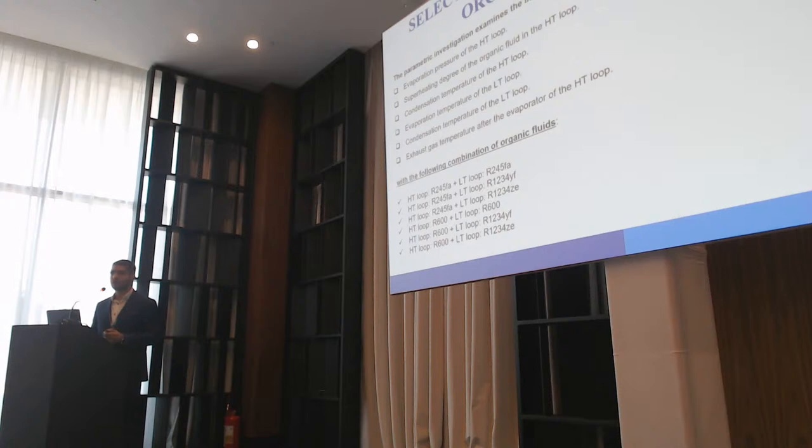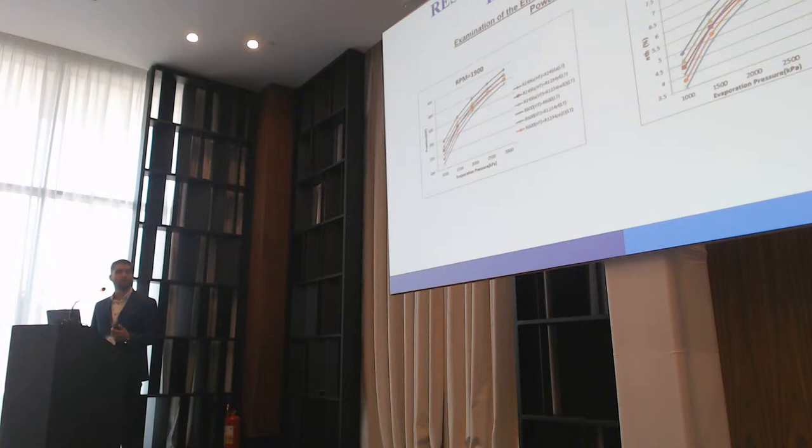After the economic analysis, a parametric investigation takes place in order to examine the impact of various parameters with different combinations of organic fluids on the thermal efficiency and the generated power of the system. The parameters that have been examined are, for the high temperature loop, its evaporation pressure, its superheating degree, and its condensation temperature. For the low temperature loop, its evaporation and condensation temperature, and the exhaust gas temperature after the evaporator of the high temperature loop. Let's proceed to the results from this investigation.